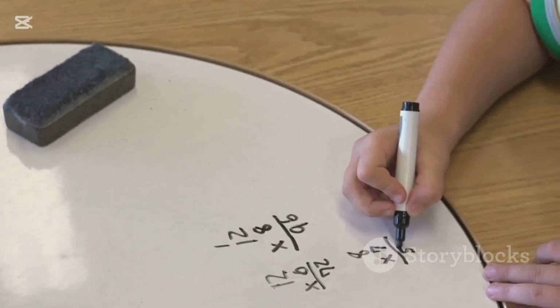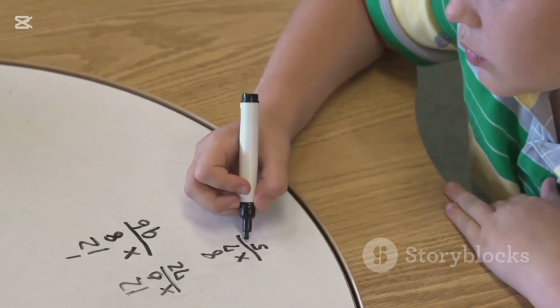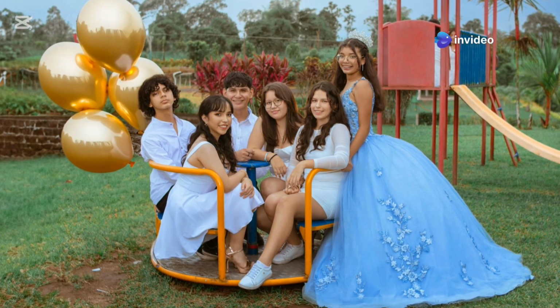To find the total number of permutations, you multiply the number of choices at each step. 3 times 2 times 1 equals 6. That means there are 6 different ways to arrange your 3 friends in a line.